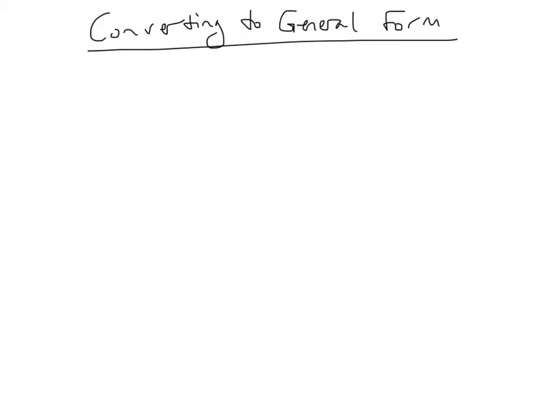Now, what many people find by far the most difficult part of dealing with general form is how do we take an equation in another form like point-slope or slope-intercept and convert it to an equation in general form. Now, some of these examples are quite straightforward.